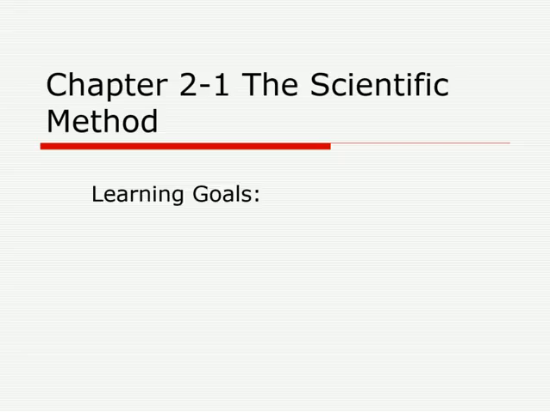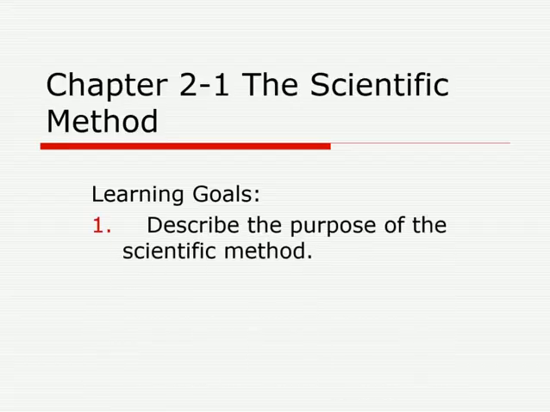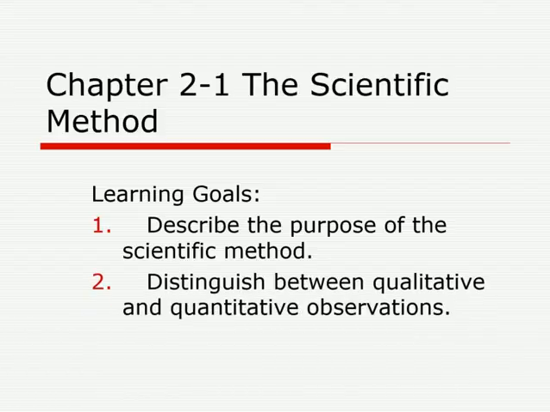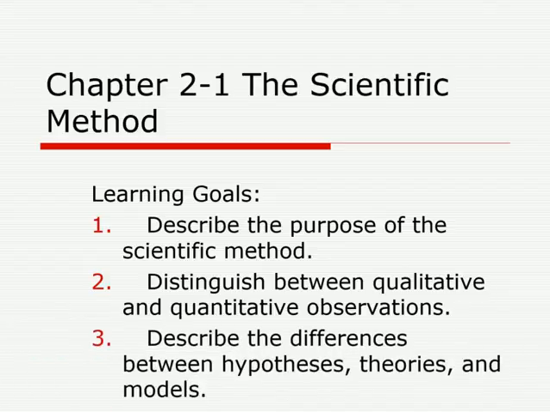So there are going to be some learning goals like normal. Let's get those out in the open. First, I want you, at the end of this section, to be able to describe the purpose of the scientific method. Scientific method is not something that we make you learn in every science class just because we want to. There is a reason. Number 2, I want you to be able to distinguish between qualitative and quantitative observations. And lastly, for this section, I want you to be able to describe the differences between hypotheses, theories, and models.